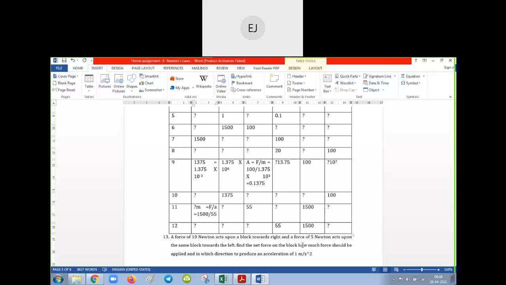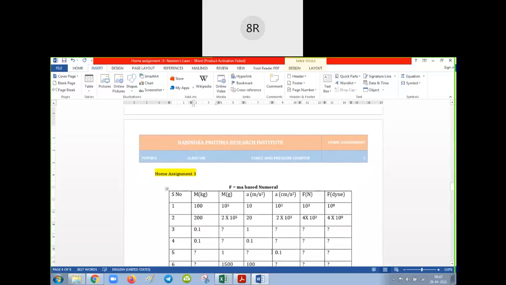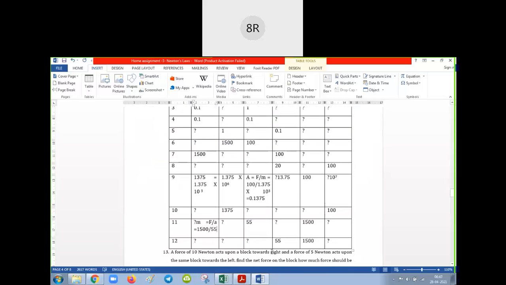Is it okay? Can you do the remaining? Yes, sir. It is very simple. F is equal to MA. Sir, the answer in grams is coming 300 by 11.